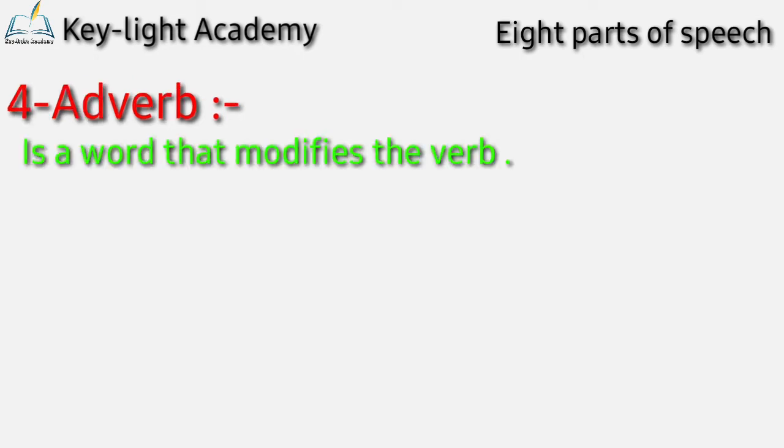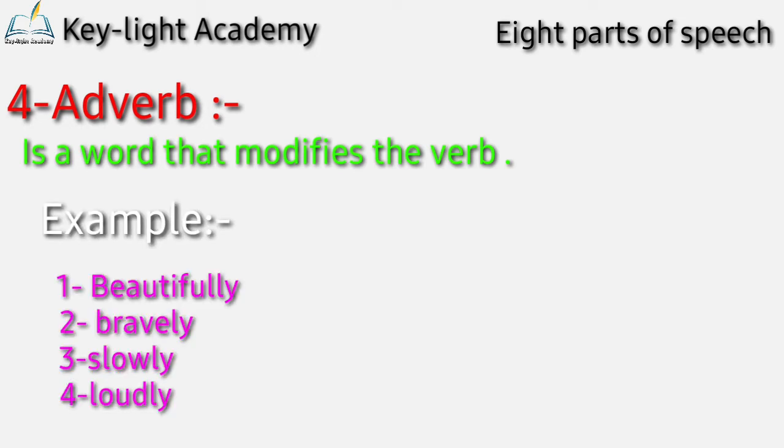An adverb is a word that modifies the verb. For example, beautifully, briefly, loudly. Always the adverb ends in ly, and it's used to describe or give information about the verb.